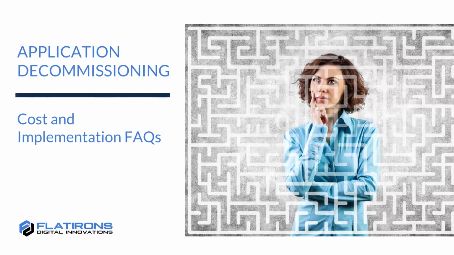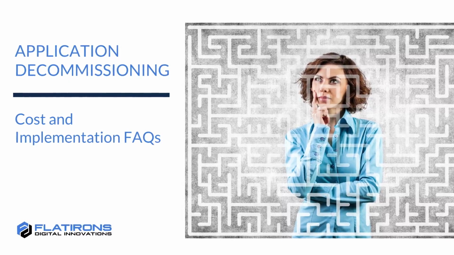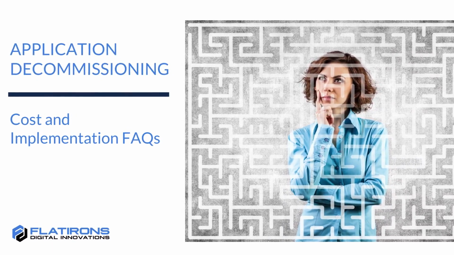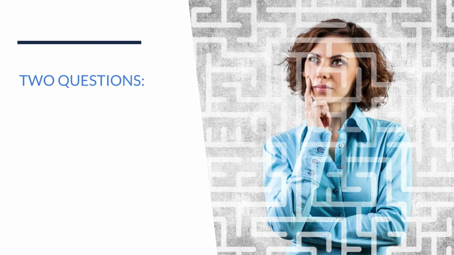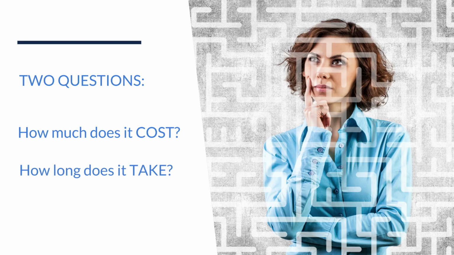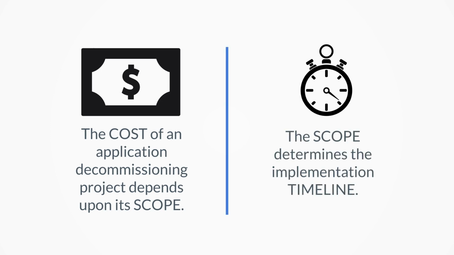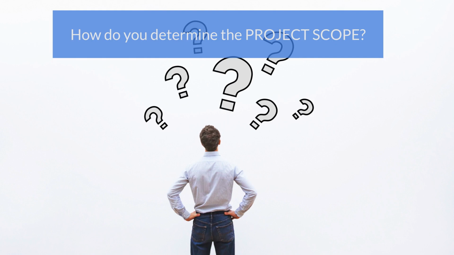So you know that your organization is spending too much of your IT budget maintaining outdated and unsupported applications. But you may not be doing anything about it because you want to know two things. How much does it cost? And how long does it take? The cost of an application decommissioning project depends upon its scope, and the scope determines the implementation timeline. So your next question might be, how do you determine the project scope?